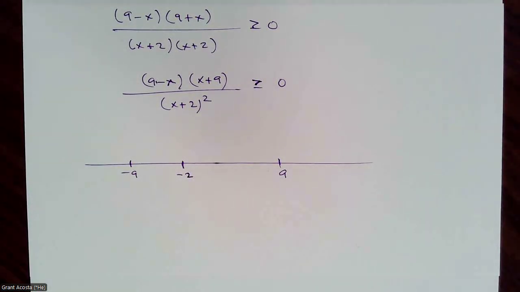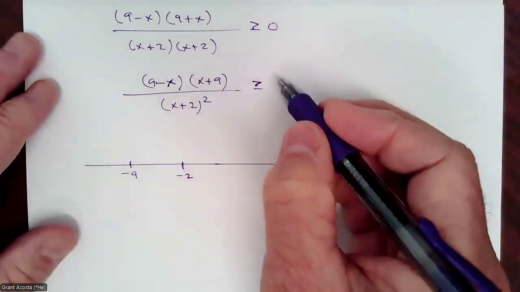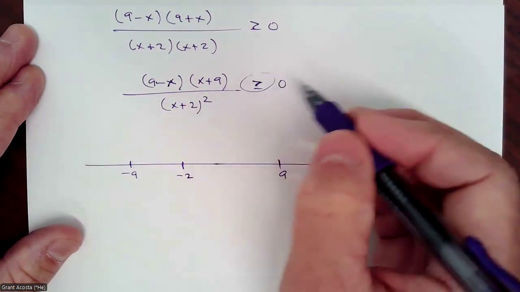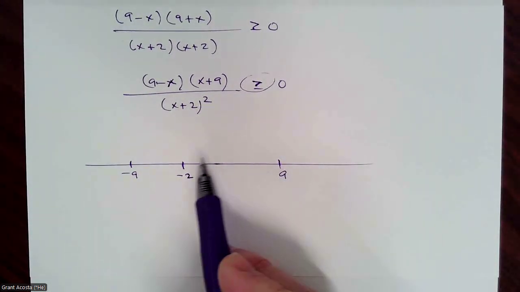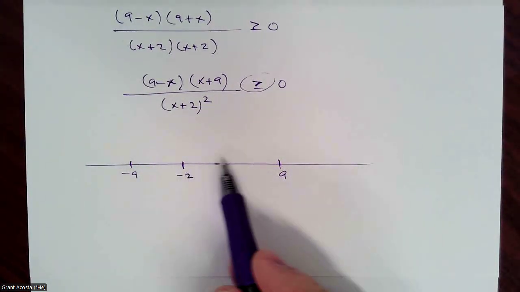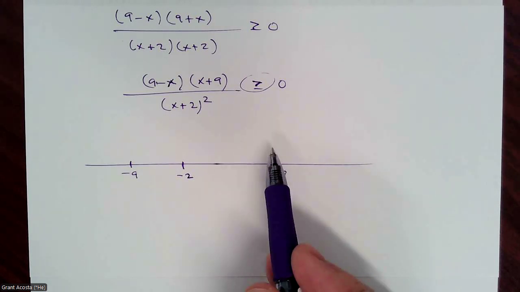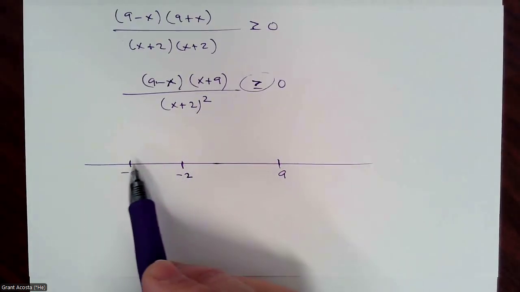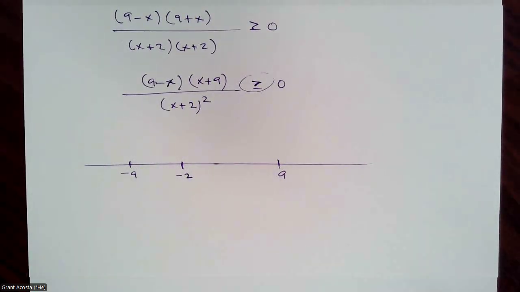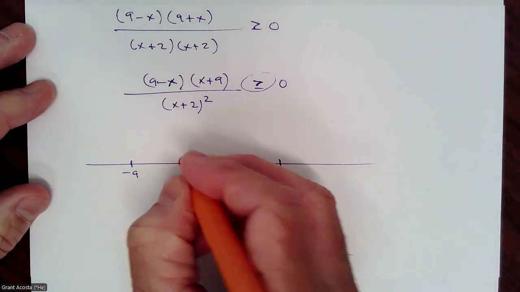Now, I want to address the one thing we're going to have to worry about with fractions here, as you've probably been picking up on. When it's greater than or equal to or less than or equal to, that usually means we want to include the key numbers as part of our answer. And we will, except for one of these. Think about which one of these numbers could not possibly be included in our answer. And hopefully you see that it's negative 2, right?